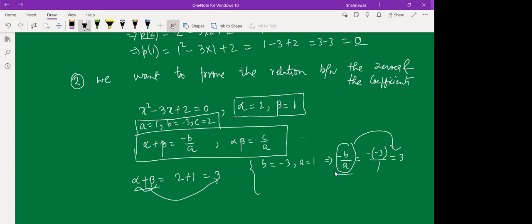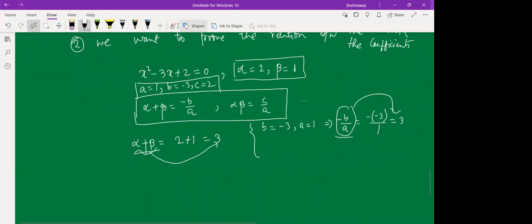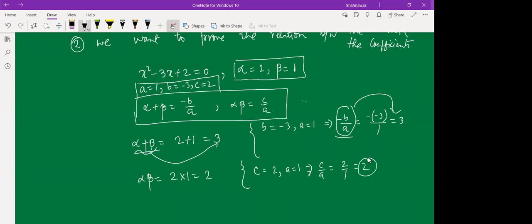And then what will be the product? Let's calculate the product of the zeros. 2 into 1 is 2. And c is 2 and a is 1, so c by a is 2 by 1, which is again equal to 2. So c by a equals 2, alpha into beta equals 2. So alpha into beta is c by a.